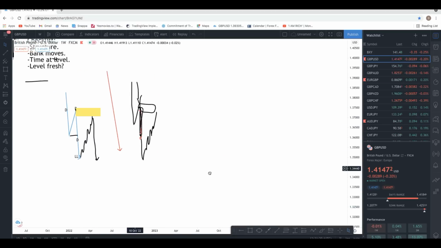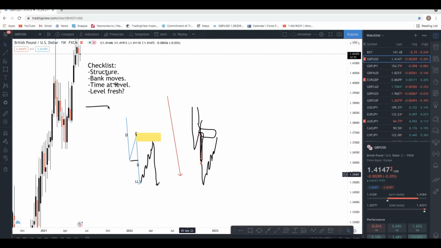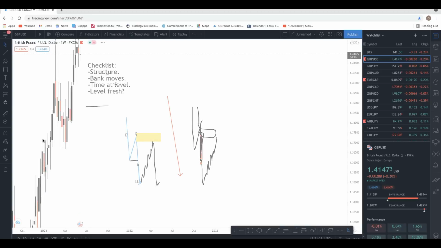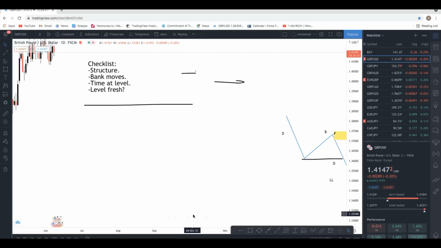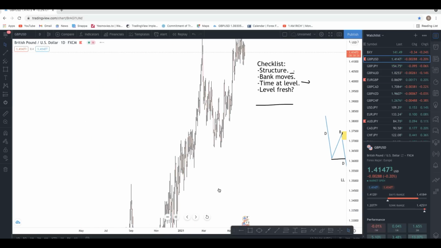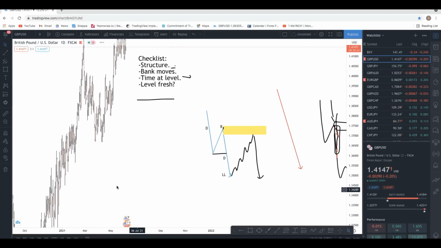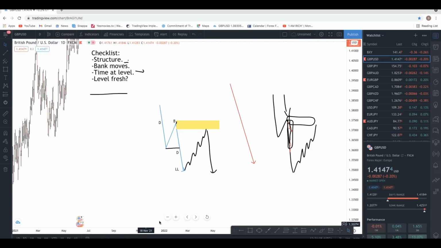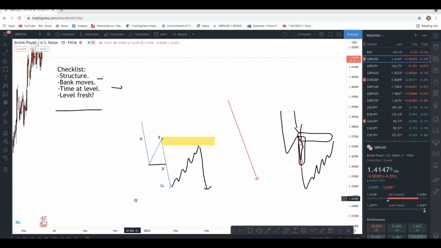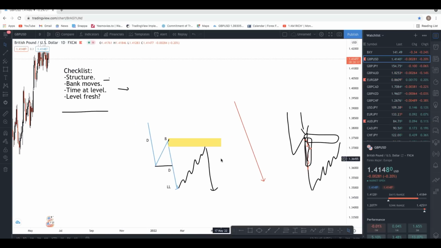Let me just zoom in. I think I was using the daily time frame. We're going to focus on the structure. That's one important thing, your structure. Without getting your structure right, you will not be able to execute your trades in the right market context. So number one, structure.